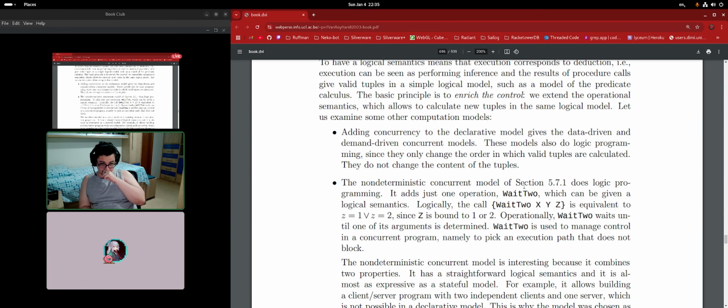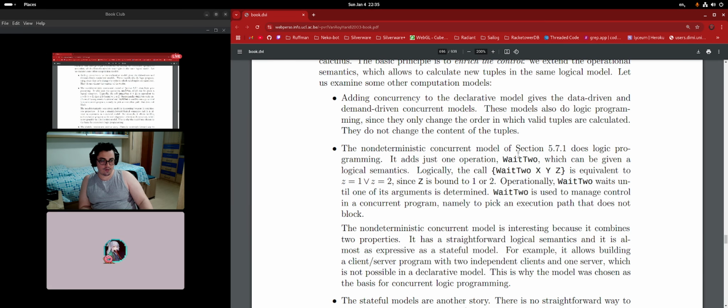So let's go. Adding concurrency to the declarative model gives the model of chapter 5? No, 4, I think it's four, yeah. These models also do logic programming since they only change the order in which the valid tuples are calculated. They do not change the content of the tuples. Very fair. The non-deterministic concurrent model, which was briefly touched in chapter 5, does logic programming. It just adds one operation, which can be given a logical semantics. Operationally, WaitTwo waits until one of its arguments is determined.